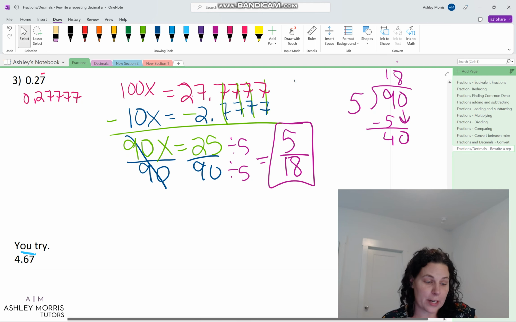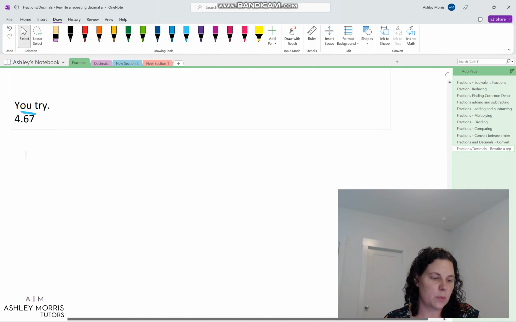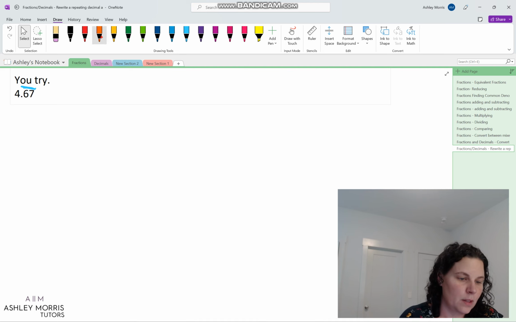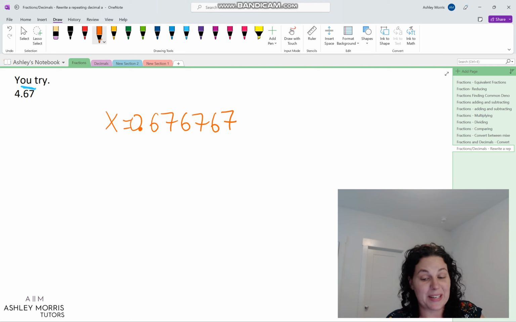So pause right here and you try this next one before I scroll so you can see what I did for number 3. Okay, so for this one, I'm going to kind of ignore the 4 for a minute, and I'll put the 4 back in my final answer. For this one, the 6, 7 repeats. Since both of them repeat, I can just use that as x. I don't have to play with it or anything.